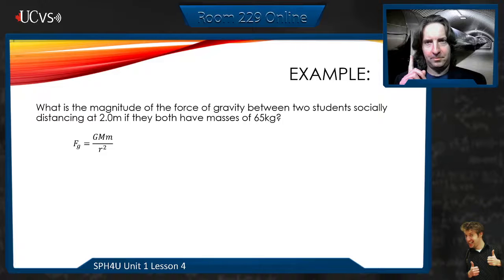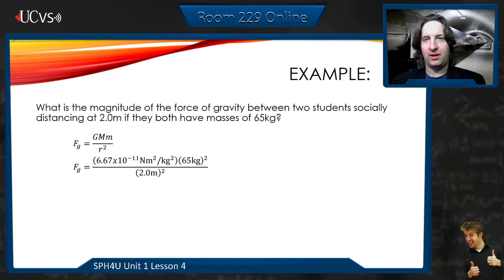Let's do an example. So force of gravity, G M M over r squared. What is the magnitude of the force of gravity between two students socially distanced at 2 meters if they both weigh 65 kilograms? Okay, so two students, they're 2 meters apart. How much attraction is there between them gravitationally? Can't be too much, but let's find out.